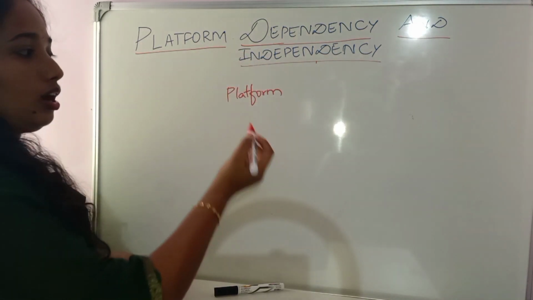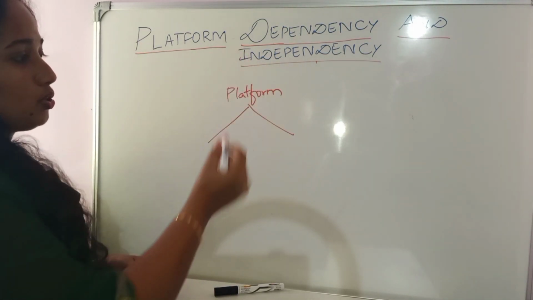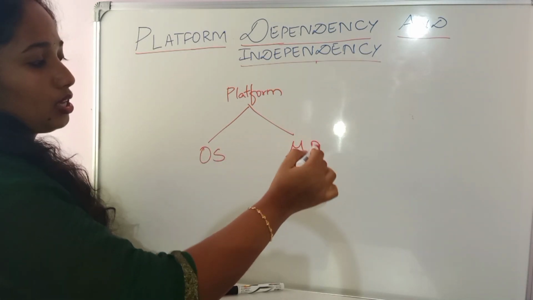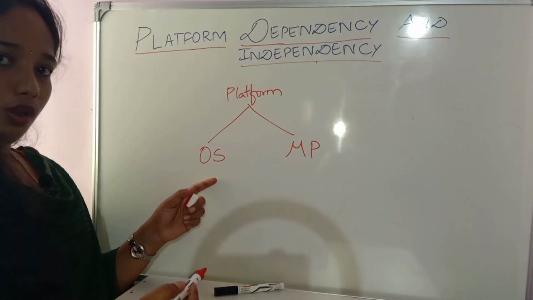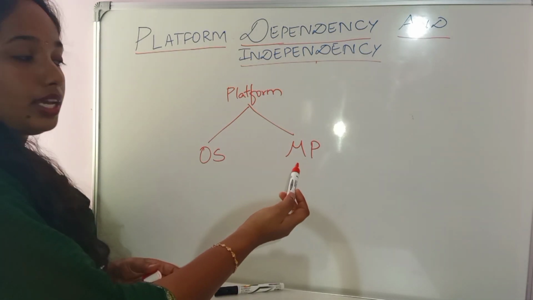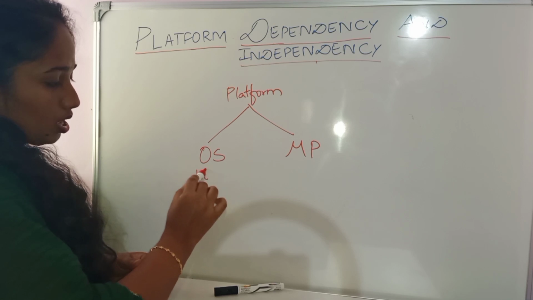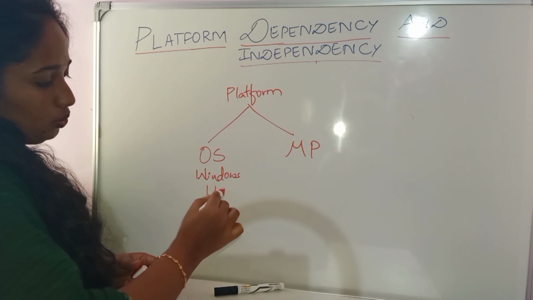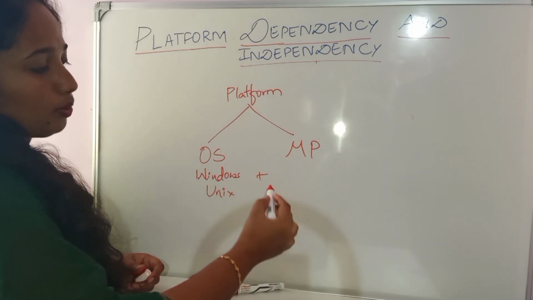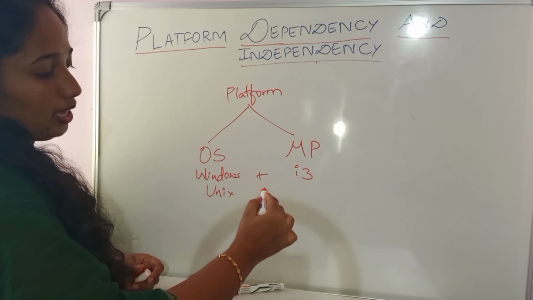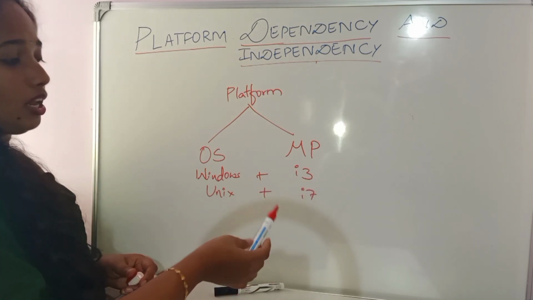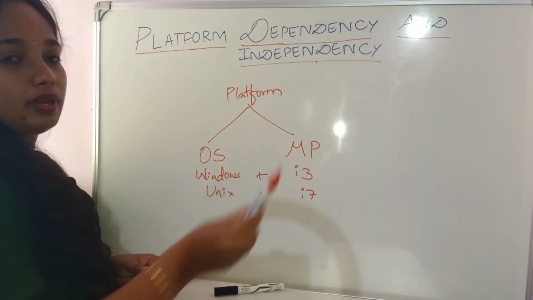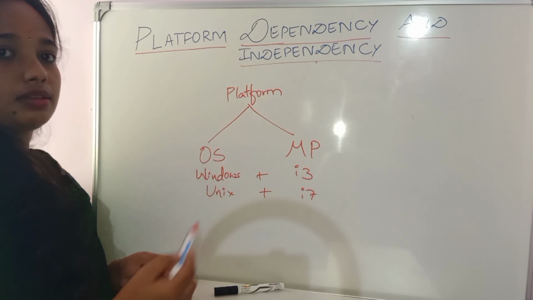So in the programming world, what is the meaning of platform? It is a combination of a software component and a hardware component. Here we can take the software component as an operating system and the hardware component as a microprocessor. For operating systems we can take examples like Windows and Unix, and for microprocessors we can take i3, i7 and so on. The combination of both operating system and microprocessor we call a platform.